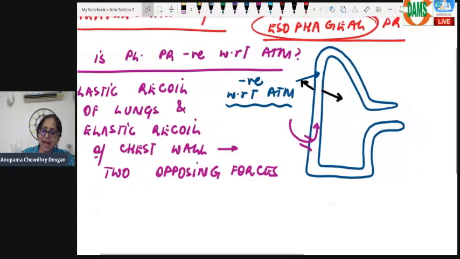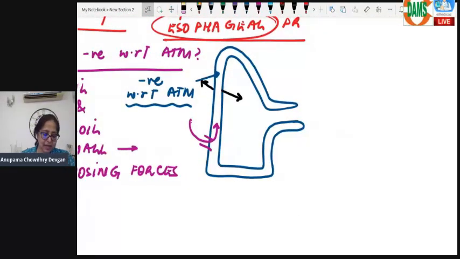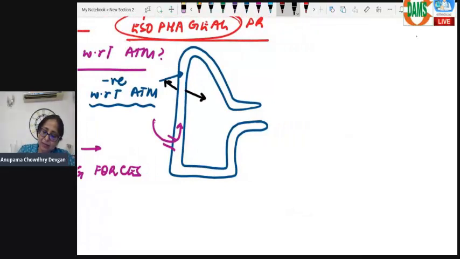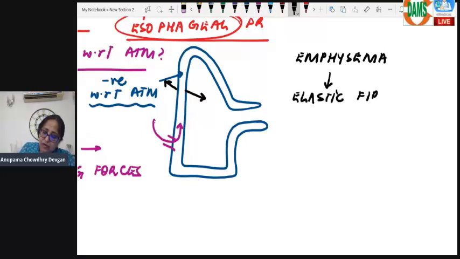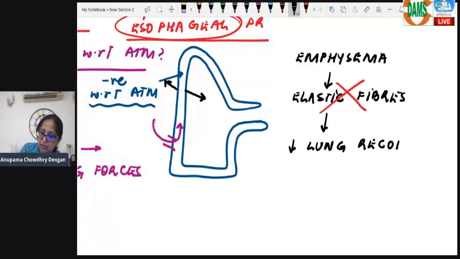Let's see a clinical application here. Let's see what happens in the case of emphysema. In emphysema, there is a destruction of the elastic fibers of the lungs. Elastase enzyme causes destruction of the elastic fibers of the lungs. So what will happen to the lung recoil force? There is going to be a decrease in the lung recoil force.